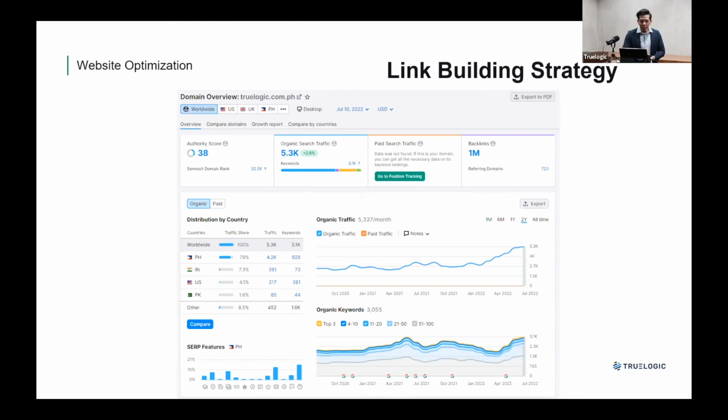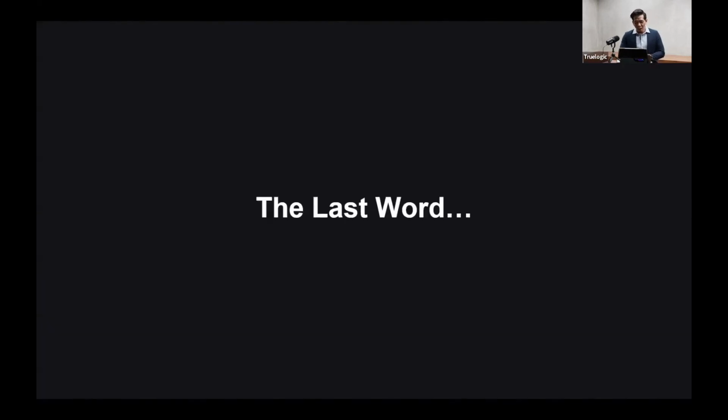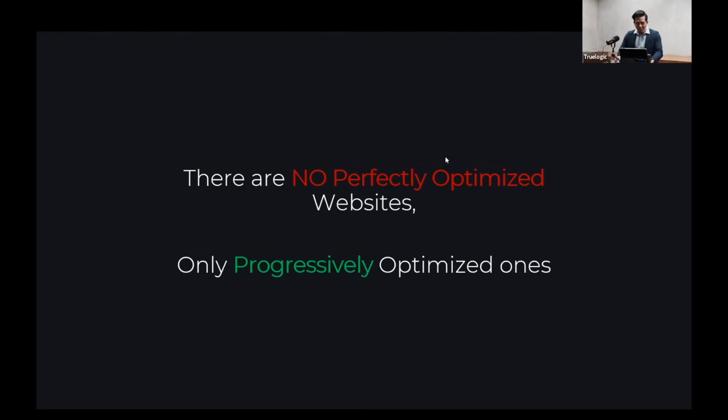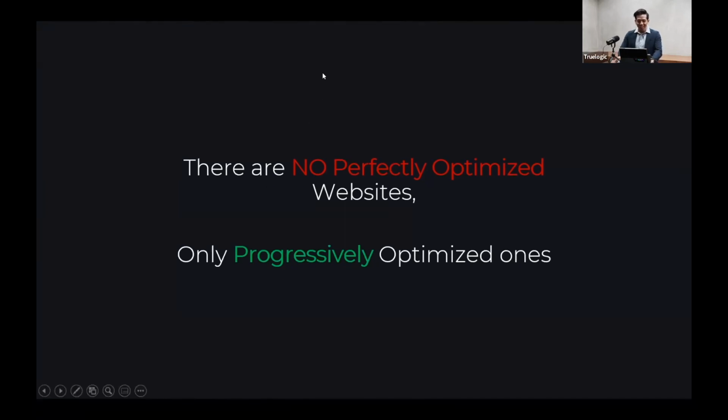All right? Last word. Don't obsess with SEO. Don't obsess over perfection. Don't stop because you can't hit all of the metrics that we talked about, right? There is no perfectly optimized website. There is only a progressively optimized website. And with that, I'll allocate the last few minutes we have back to the questions.